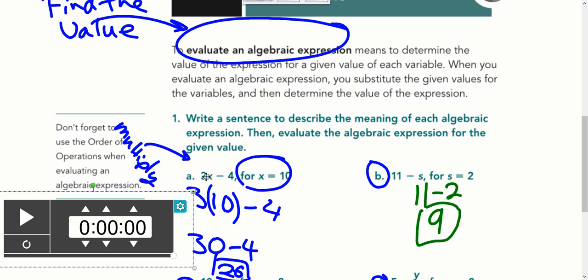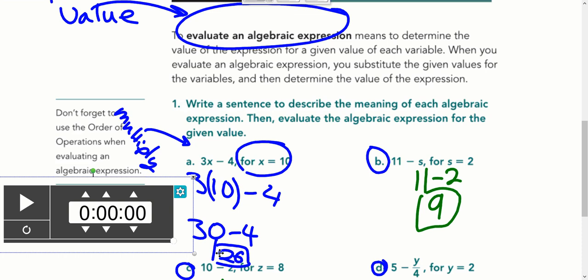And remember, when I have a 3 next to an x, it means to multiply. So what I like doing is I put it in parentheses. So it's 3 times 10, which is 30, and then minus 4, which is 26. And that's what it means to evaluate an algebraic expression. You can only do it if you know the value of the variable.